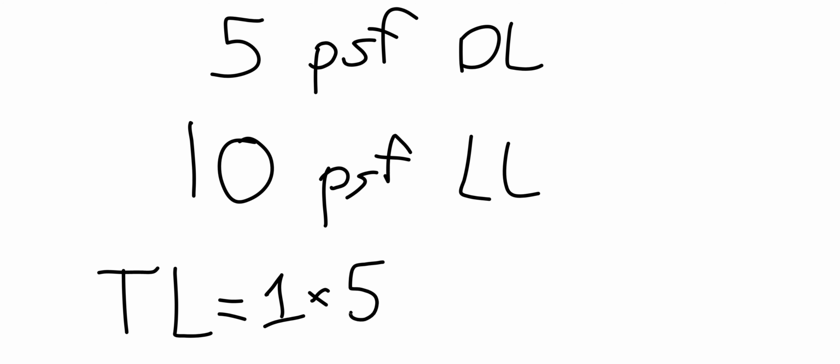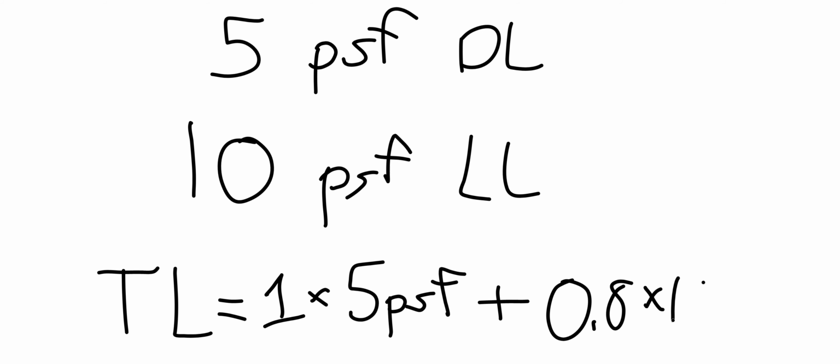So if we were to write an equation and factor these, we would say something like total load equals, pick a number. Well, we'll leave it as 1 times 5 pounds per square foot dead load because the dead load is going to have a larger impact. So we're going to leave that load number where it is. And then we're going to add to it the live load. But the live load is less important over time. So we're going to make it, let's say, 0.8 times 10 PSF.